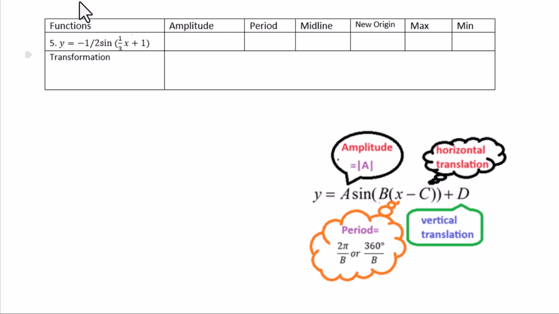Y equals negative 1/2 sine 1 over 3 x plus 1. First of all, we need to change this into transformation form. Y equals negative 1/2 sine. We will take 1 over 3 out. Then 1 divided by 1 over 3. This 3 jumps to the top, plus 3.